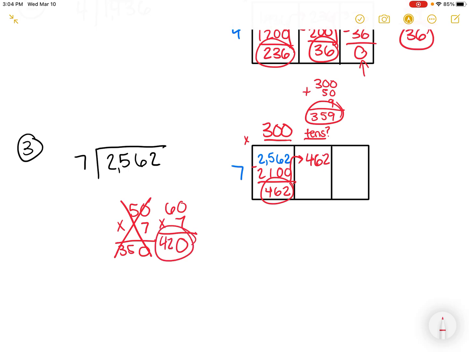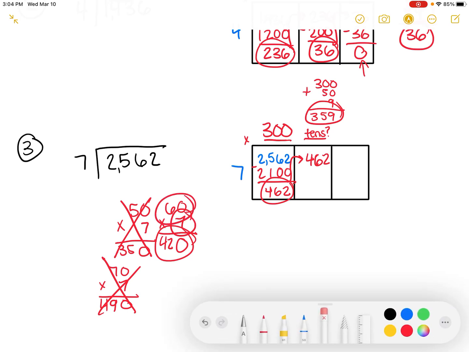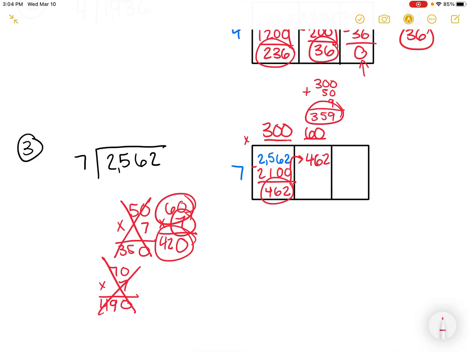I think that's pretty close. I'm going to try 70 just in case. And 70 is too high, so that means I'm going to use my 60. So we have 60. 60 times 7 is 420, so I need to subtract. And I'm left with 42, so I'm going to scoot that over. And now I need to ask myself, how many ones do I need?